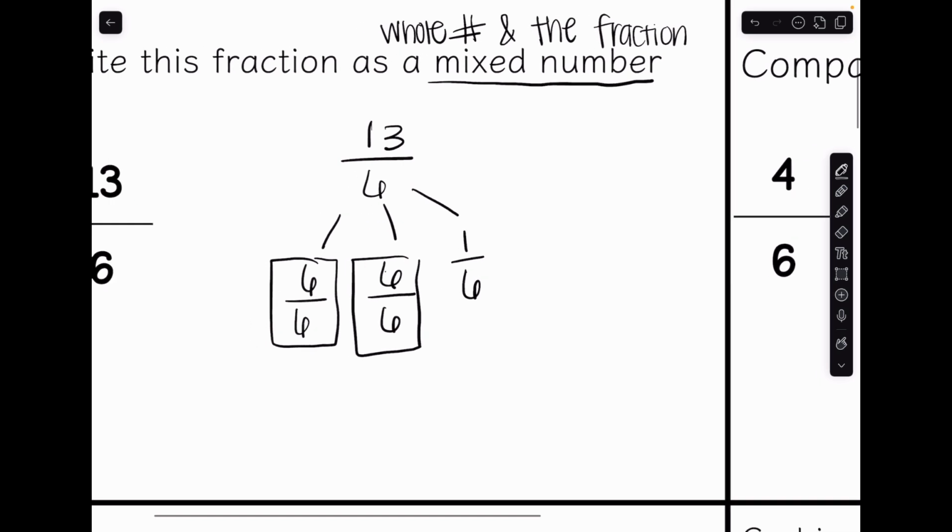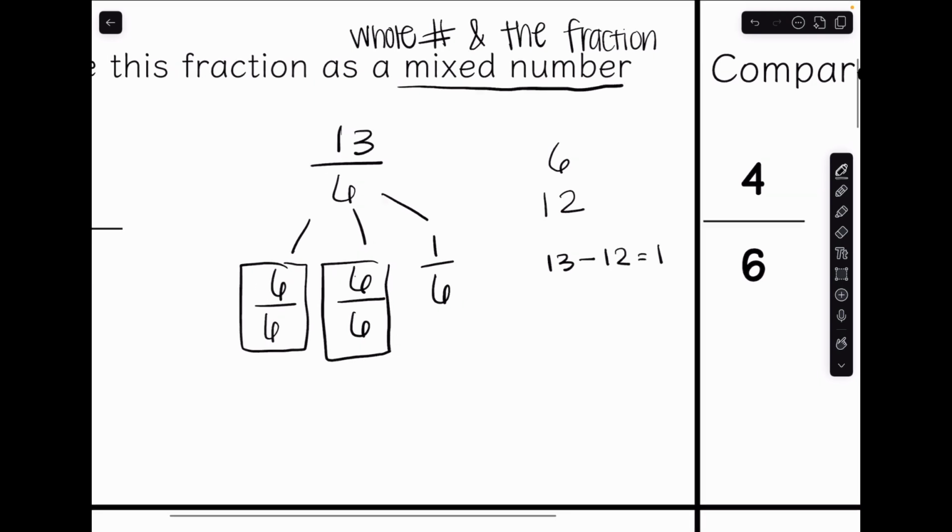To help with this, we can write down our multiples because this fraction bar does mean division. So how many times can 6 go into 13? Okay, you have your 6 and 12. Oh, that's only 2 times. So 2 wholes can be pulled out. And if we did 13 minus 12, that equals 1. So 1/6 is left over.